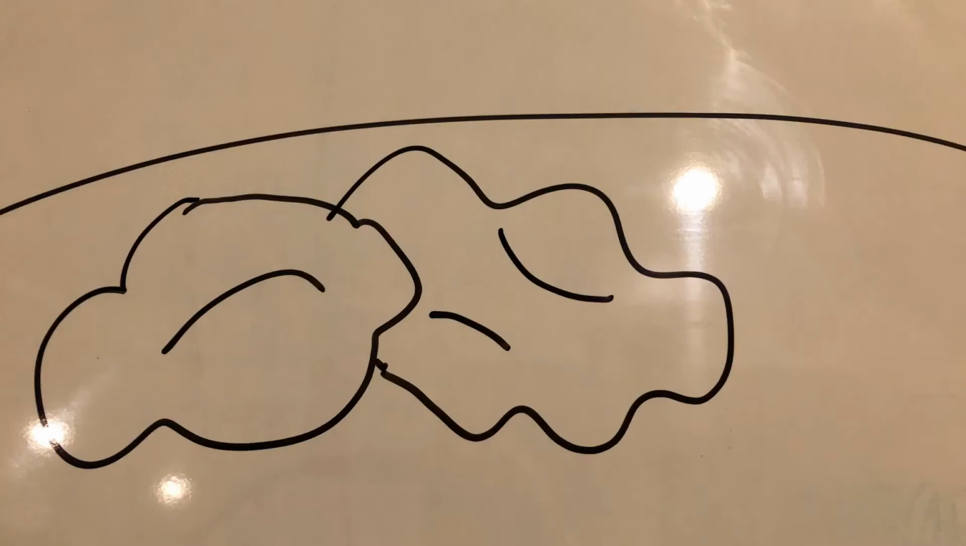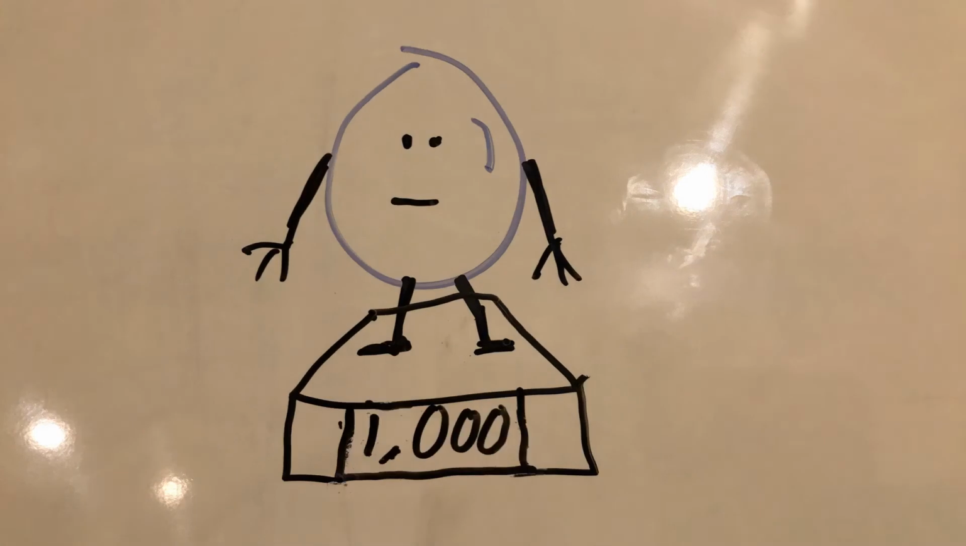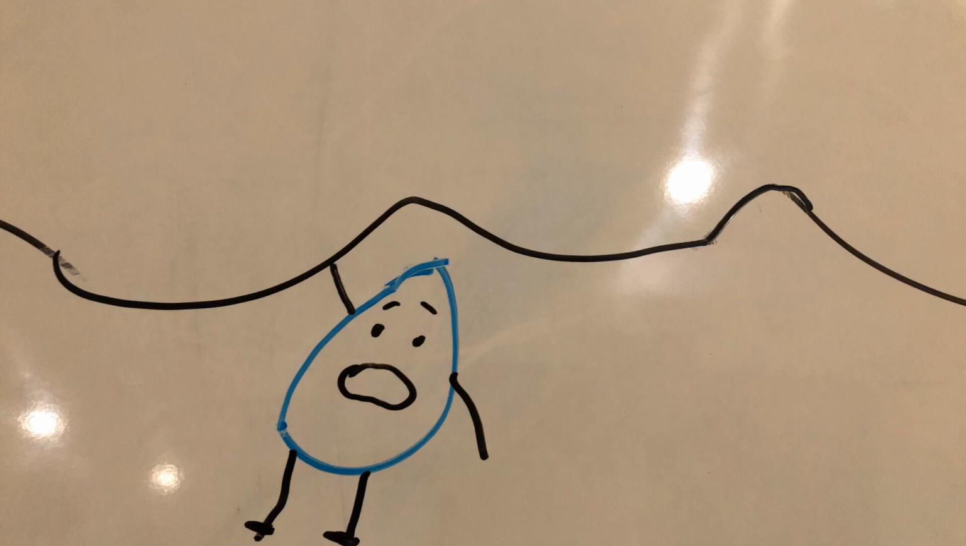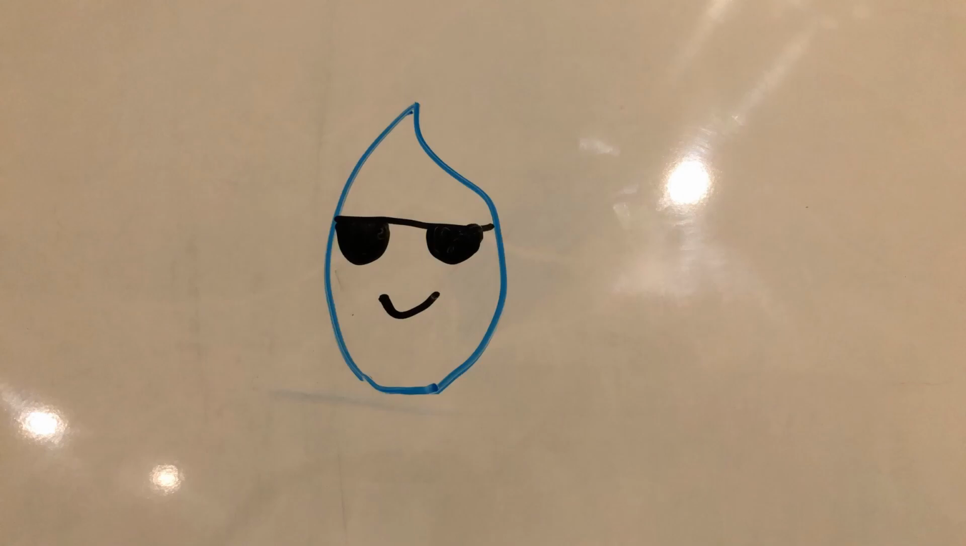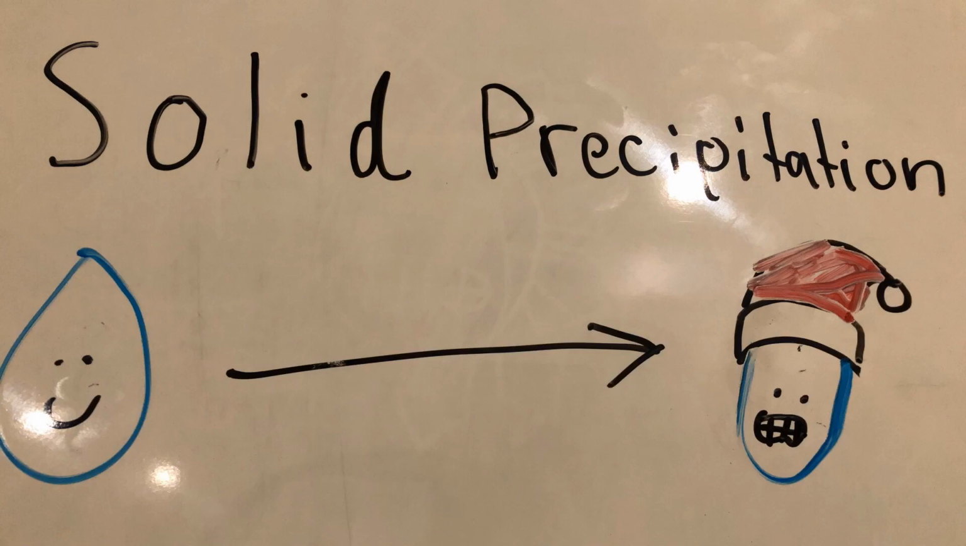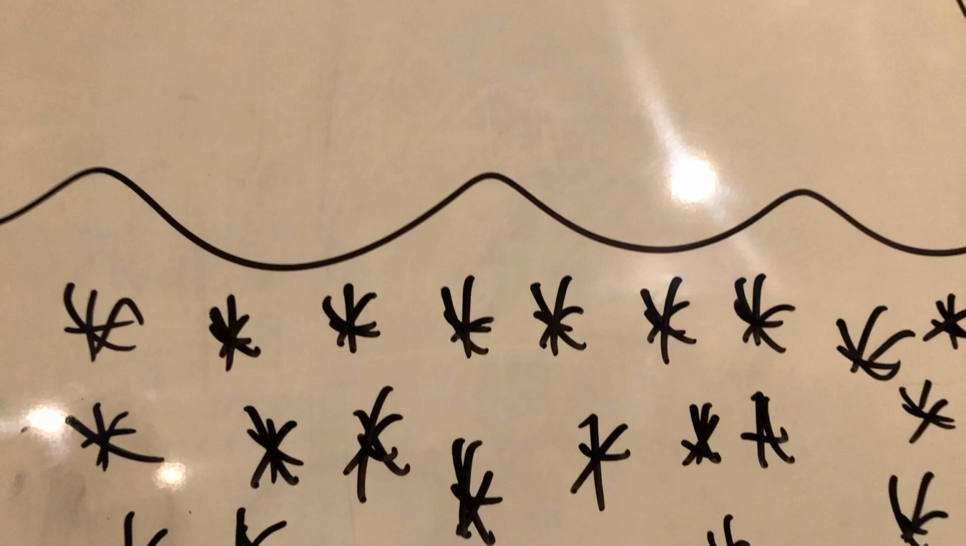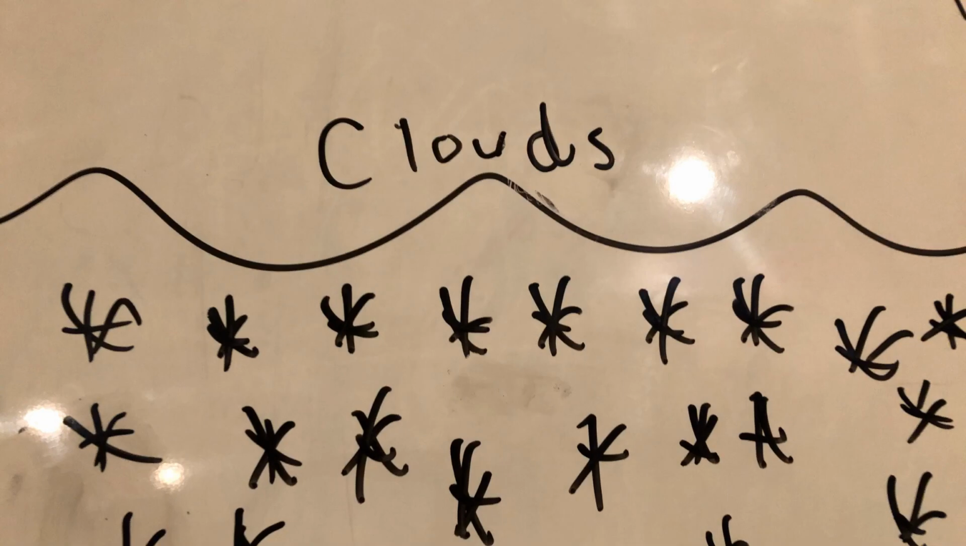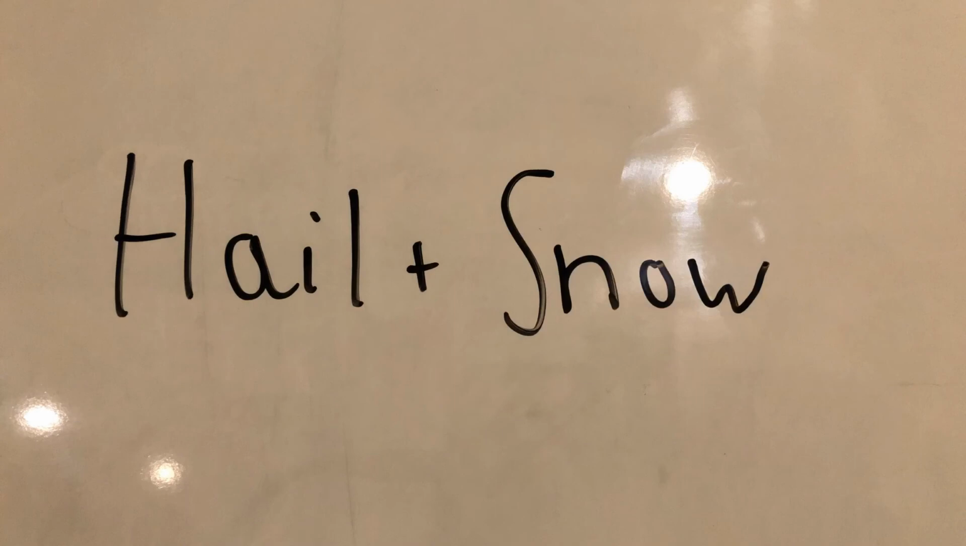After the water builds up in the clouds, the water gets heavy and can no longer stay in the sky. Many people don't know this, but rain actually starts as snow. Solid precipitation is when the water in the sky continues to get colder and becomes snow. When the snow in the clouds gets too heavy, it falls back down to Earth. Some forms of solid precipitation include snow and hail.